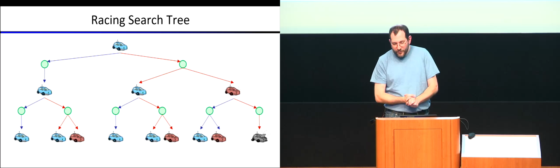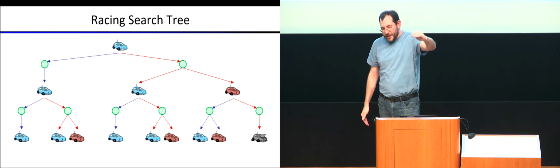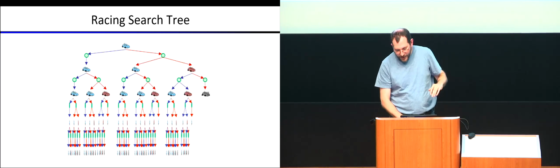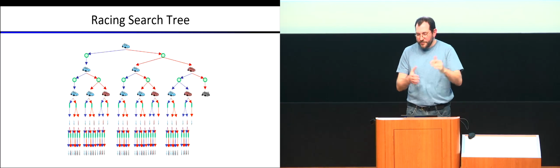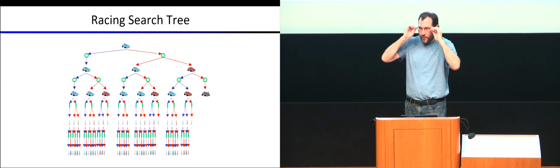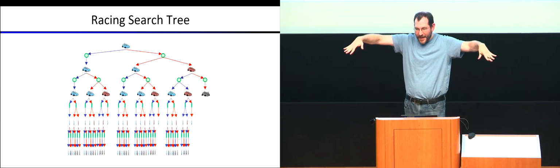So here's the racing, this is the search tree to depth 1. If I continue it forward, that tree is going to grow. It's going to grow rapidly. It's going to grow exponentially fast.